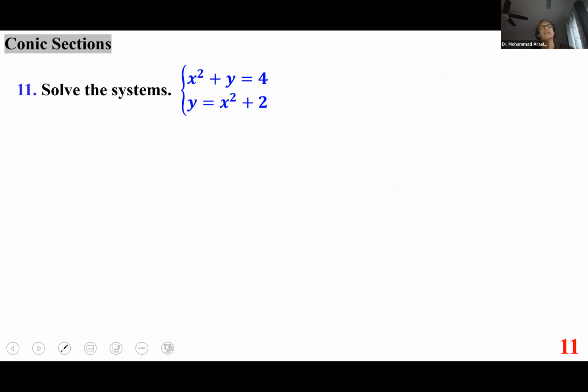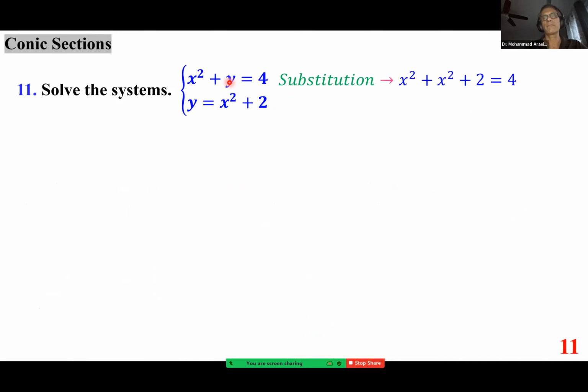We want to solve this system, and we follow what we have learned about basic systems. This is a nonlinear system of equations. All you have to do in this case, y is x squared plus 2, replace this. 2x squared, subtract the 2 equals 2, and x squared becomes 1. x becomes plus minus 1.